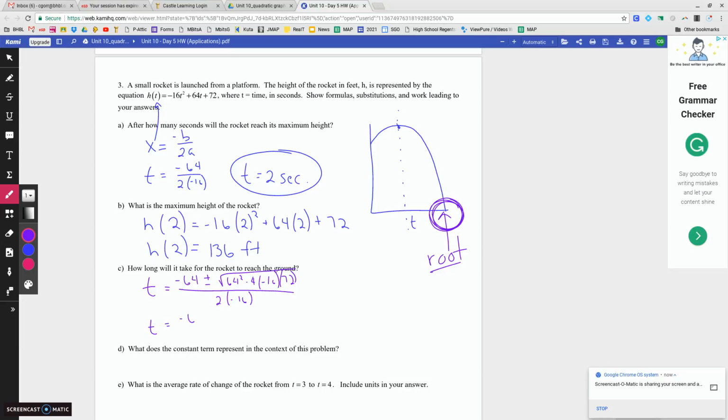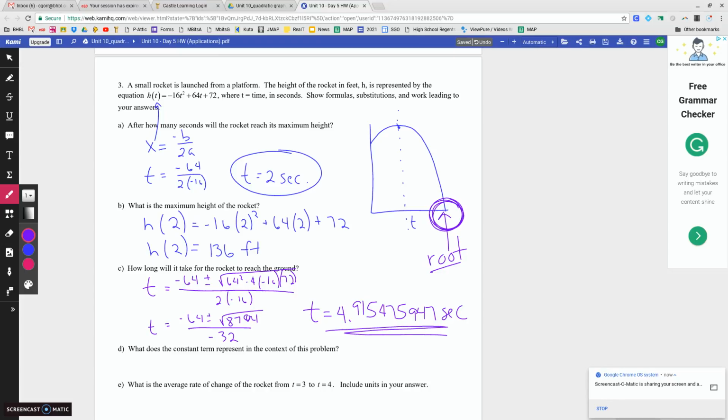Simplifying under the radical, negative 64 plus or minus the square root of 8,704, all over negative 32. When I calculate this, I end up with two answers, but I only want the positive one. So I end up with 4.915475947 seconds. It does not say to round this answer, so I'm not going to round it. I'm going to leave it.